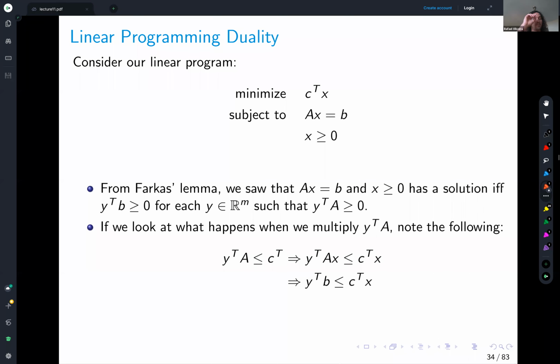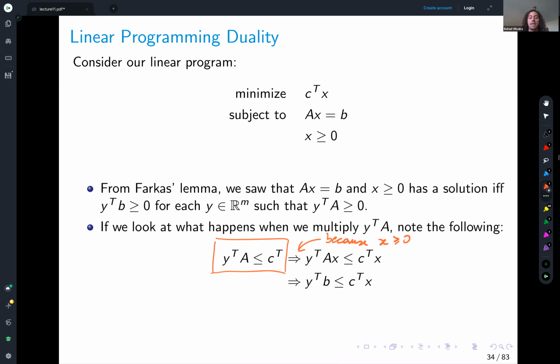Suppose that we had this equation. Y transpose A is a row vector. If this is less than or equal to C transpose, and by less than or equal I mean coordinate-wise, then what do we have? Well, we have that Y transpose AX will be less than or equal to C transpose X. And this first implication is because X is non-negative.